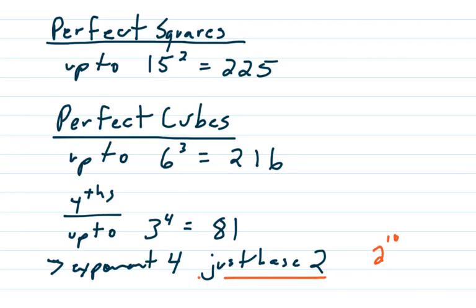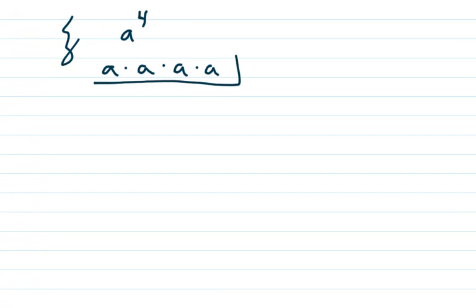But I'm going to do another example of just expanding. All right, so in the expanding, we could have a to the 4, like that. Well, expand that, you get a times a times a times a. So there it is, written in expanded form. Can't really evaluate that, but there it is.